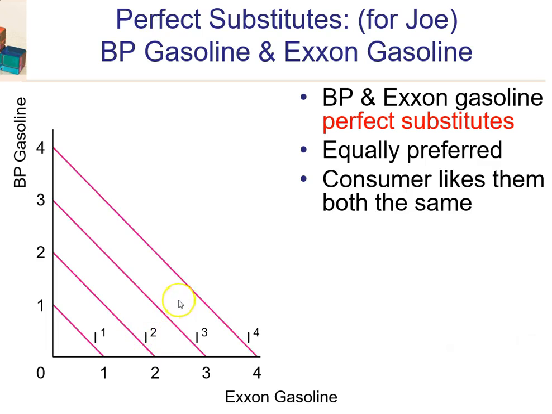And here are a couple more indifference curves reflecting perfect substitutes. Note the slope here is -1, or an MRS of 1. For every gallon of BP gas Joe gives up, Joe would want 1 gallon of Exxon gas in return. One comment here: perfect substitutes can have a 1-to-1 ratio, but they can have a different ratio.